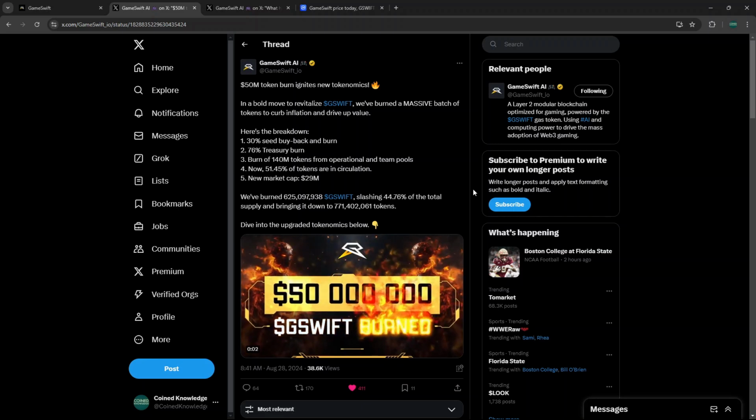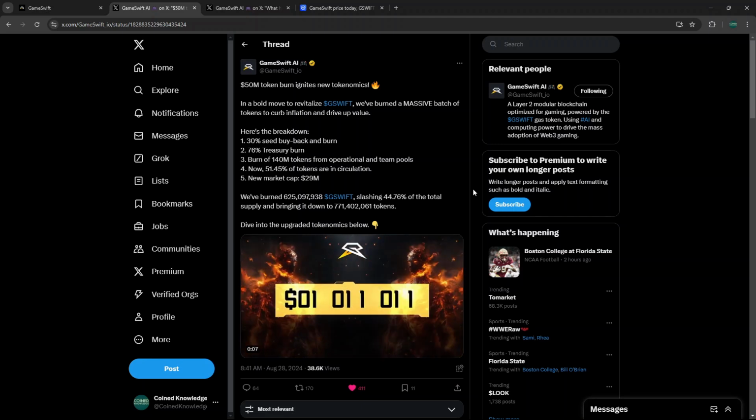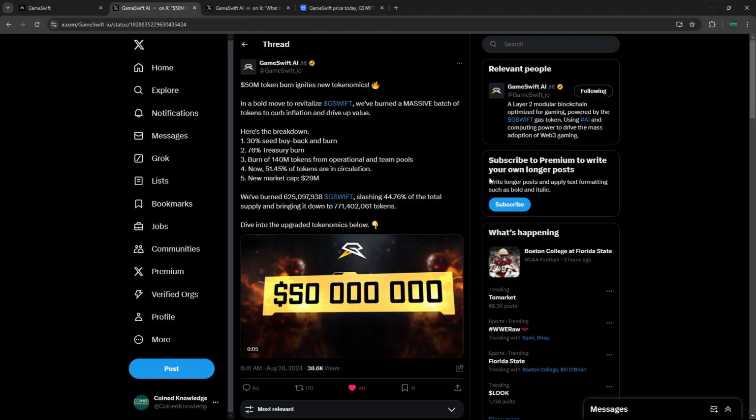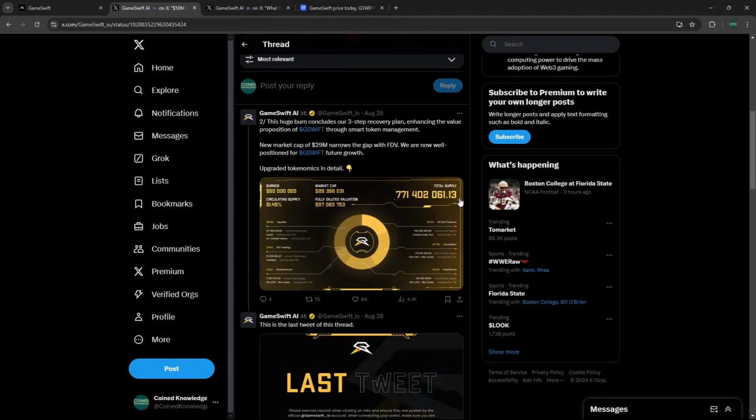So I think for GameSwift, and this is even way more than they burnt, this is definitely a move in the right direction. If we look at the breakdown here that they have, this is a huge burn. And it concludes their three-step recovery plan, enhancing the value proposition of GSWIFT through smart token management. Again, now with the market cap of $29 million, it narrows the gap with the FDV. So now they're well-positioned for GSWIFT for future growth.